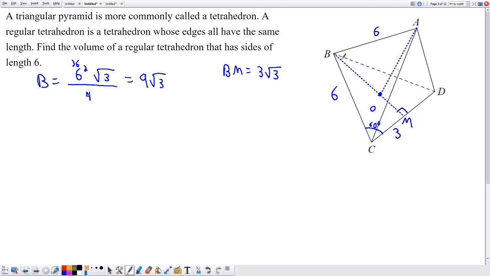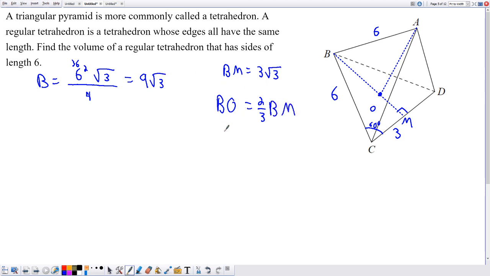Well, if we think about it, the altitude of an equilateral triangle is also the median of that triangle. And when we learned about medians, we learned about the ratios of medians. Now this is the longer length of the median. So that means that the longer length in relation to the whole length has a ratio of 2 to 3. So that means that BO is equal to 2/3 of BM.